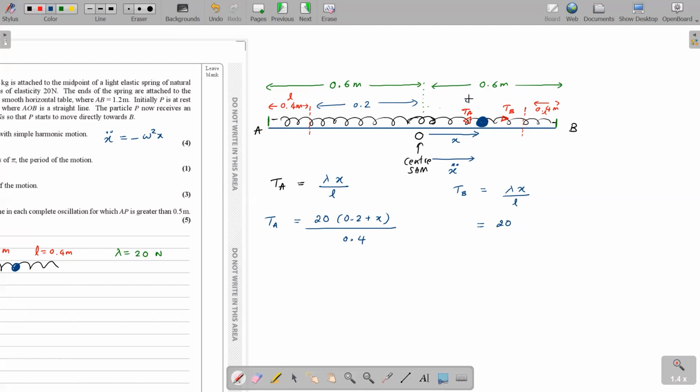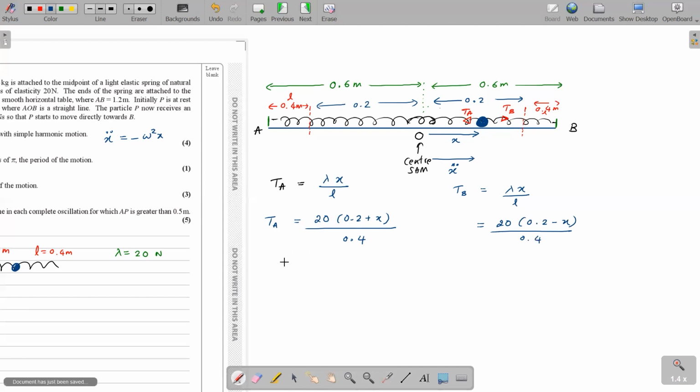Okay, so again, we know that this distance is 0.6 minus 0.4, this 0.2 distance, isn't it? So from 0.2, you have come an x distance behind, isn't it? So this short distance is 0.2 minus x. This short distance, 0.2 minus x. The extension of spring B is 0.2 minus x, over natural length 0.4. Do you agree with me?